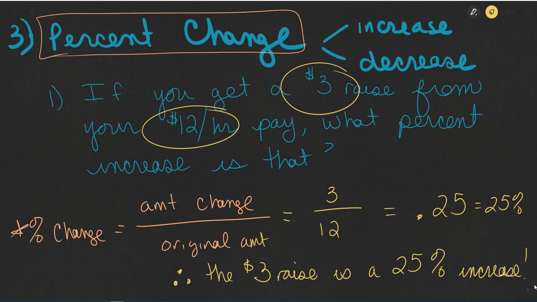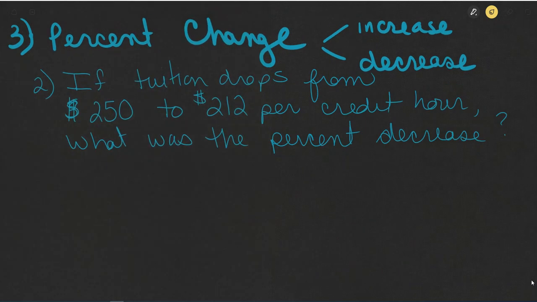It's so helpful to be able to understand this type of problem when you read an advertisement or when you read a news article. Helps you really understand things much better. Here's another type of percent change, a tuition drop. Tuition has dropped from $250 to $212. What was the percent decrease?